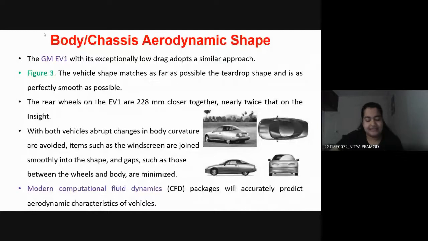Now let's move on to the next example. The image you can see here is the GM EV1 vehicle. If you draw a comparison between the GM EV1 and the Honda Insight, you will see that both follow the same approach. The GM EV1 almost matches the teardrop shape, but the difference is that the rear wheels of the EV1 are 228 millimeters closer together, which means the track is nearly twice as narrow as that of the Honda Insight.